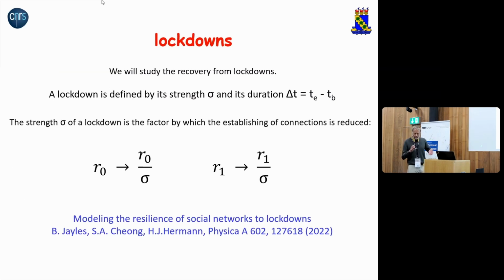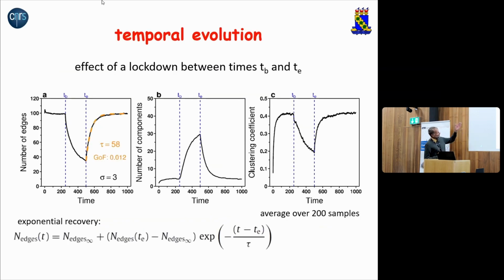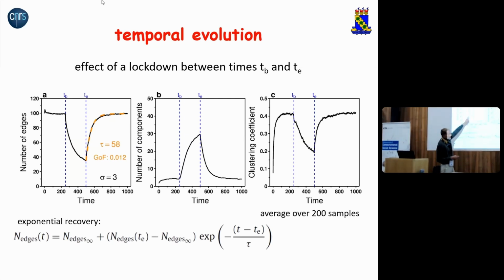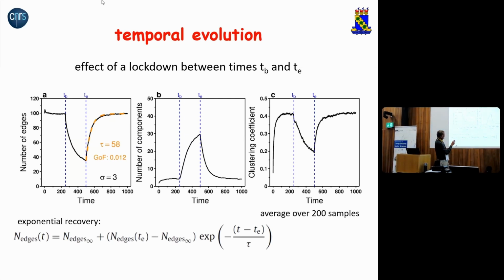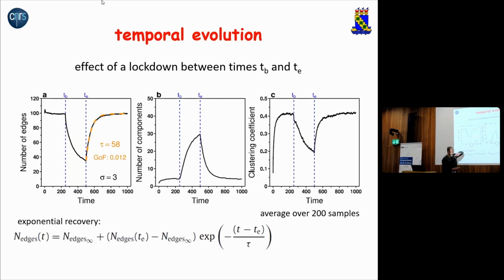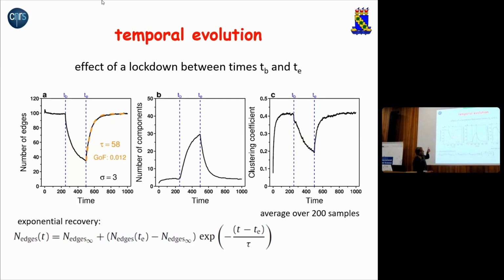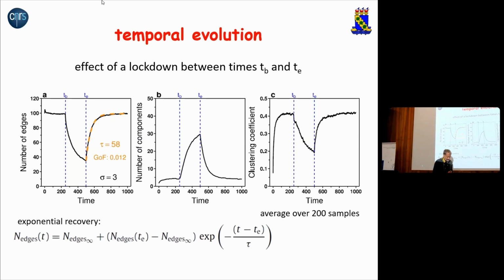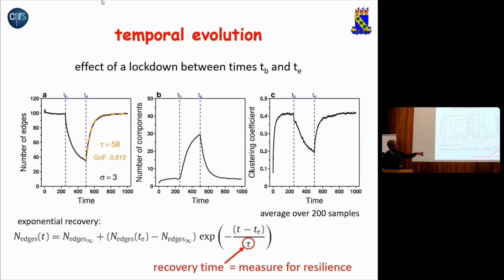So we implement this model and obtain now time evolutions that look like this. So you see that here is the beginning, this is the end of the lockdown. You see during the lockdown, the number of edges decreases dramatically. And then there comes after that a recovery. And this recovery can now be fitted by an exponential. And so you get some expression like this. And this time that appears here, the recovery time, is now a measure for the resilience of this society.